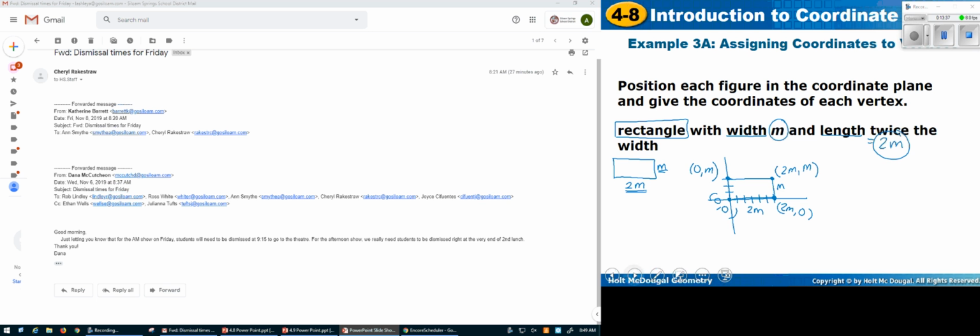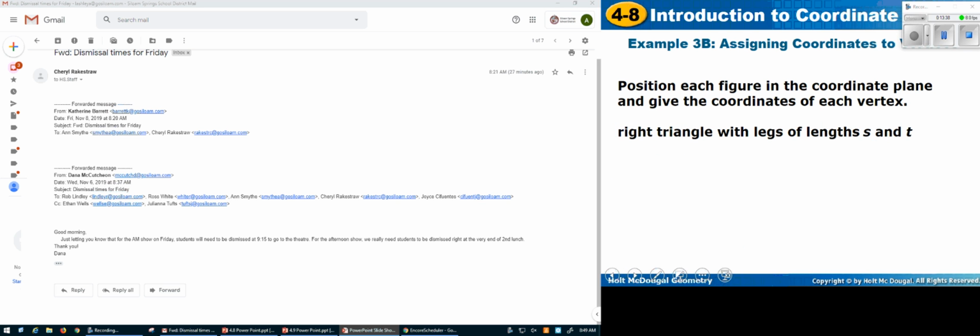Let's try another one. So read that for a second and then tell me what shape we have. So what shape are we dealing with here? A right triangle. So again, think about it without going on a graph first. We're going to draw a right triangle. One leg needs to be what length? S. And another leg needs to be T.